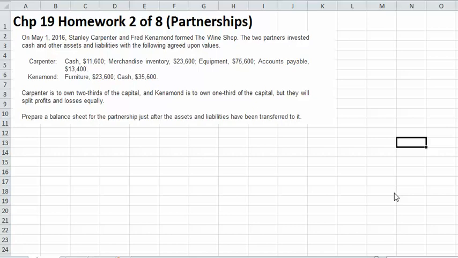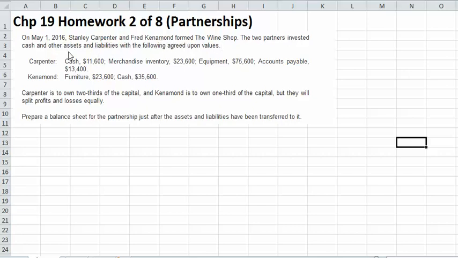Alright class, this example is with partnerships. We're going to make a balance sheet. So let's look at this. We have two owners, and on May 1st, 2016, Carpenter and Kennemond formed the wine shop.